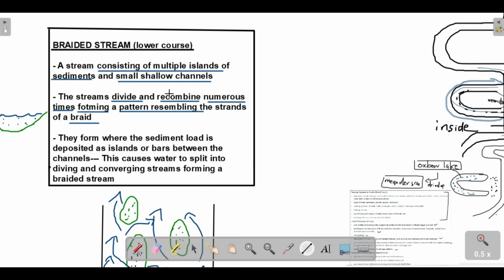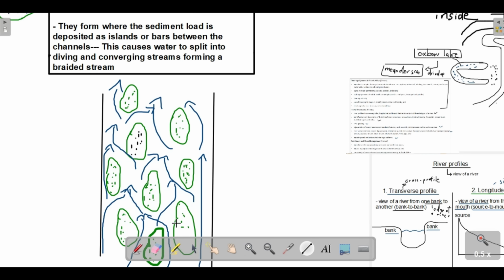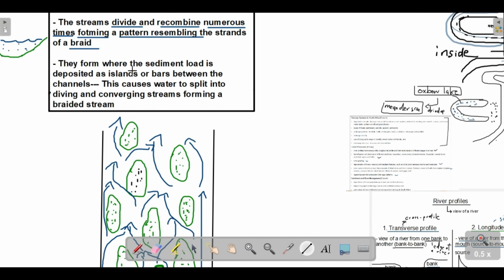Well, they form at the lower course where a lot of sediment accumulates and forms islands of sediment, and the flowing water will now be forced to flow between these islands, dividing and recombining, hence forming this pattern of braided stream. So they form where the sediment load is deposited as islands or bars between channels. This causes water to split into dividing and converging streams, therefore forming a braided stream.